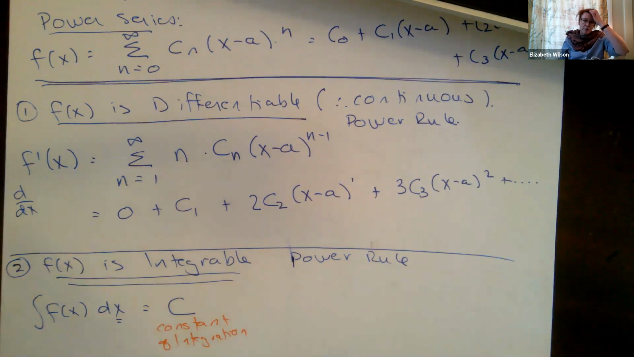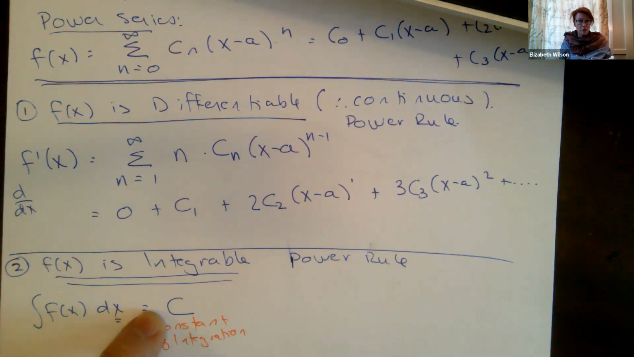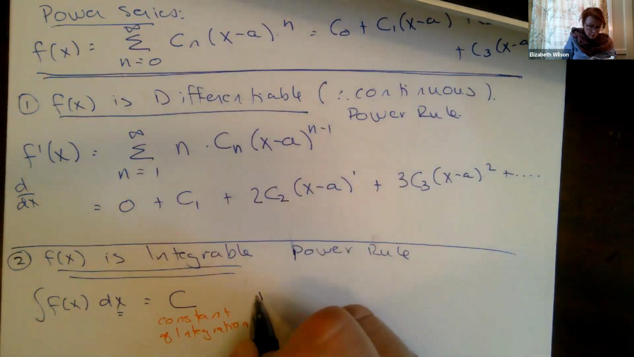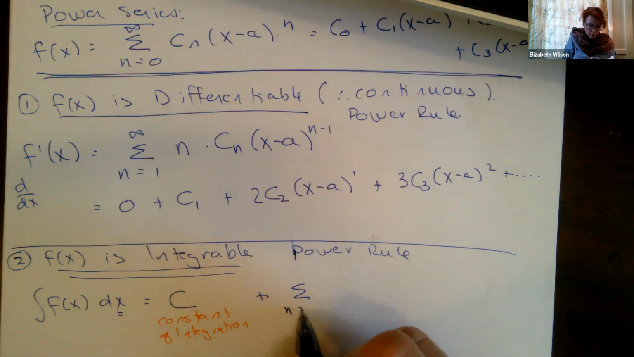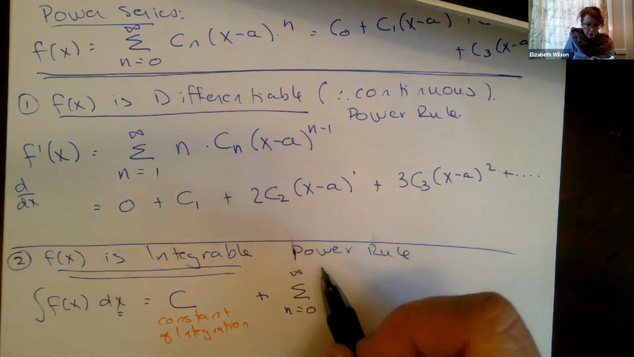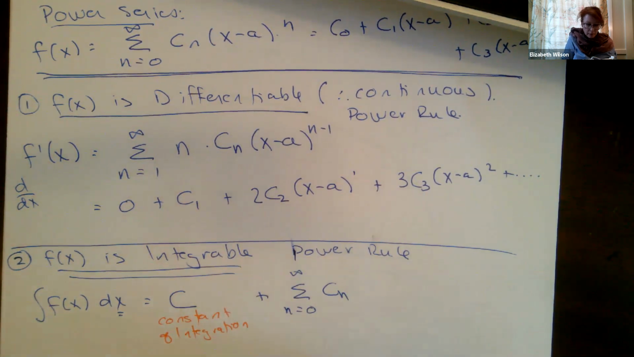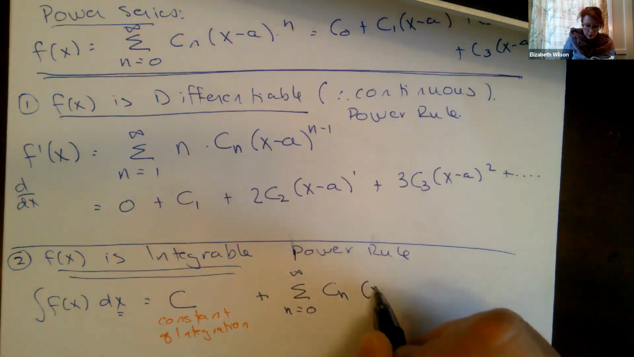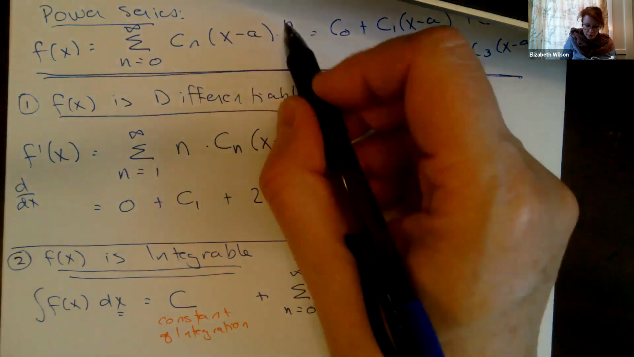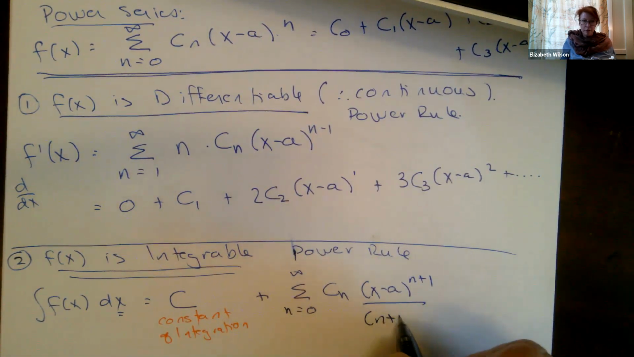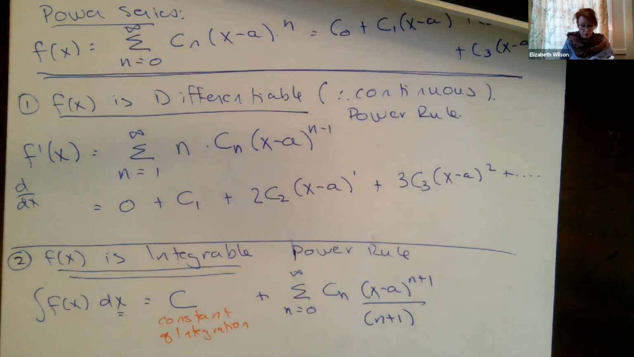Okay, your constant of integration, we're going to talk about how we can actually solve for that. But for now, make sure you always have your constant of integration. Okay, and now here's my summation, plus sum n equals 0 to infinity. What am I going to do? I've got my coefficient that stays the same. I take my x term, I increase the exponent by 1, and then I divide by the new exponent. Power rule for integration, constant of integration here.